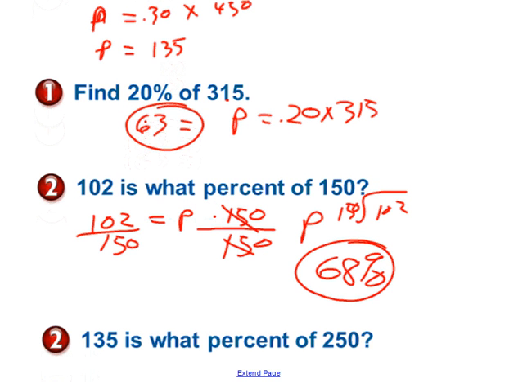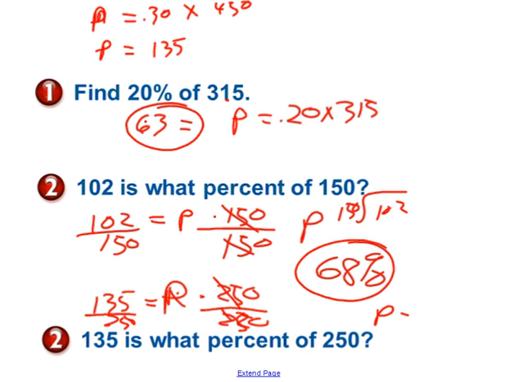135 is what percent of 250? So I'm going to say, well, 135 is my part, is equal to what percent, that's my unknown, my percentage that's unknown, of or times 250. Divide both sides by 250. I'm left with just the percent then is equal to 135 divided by 250. And I get 54%.